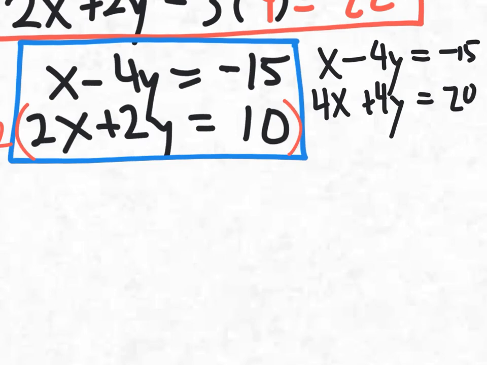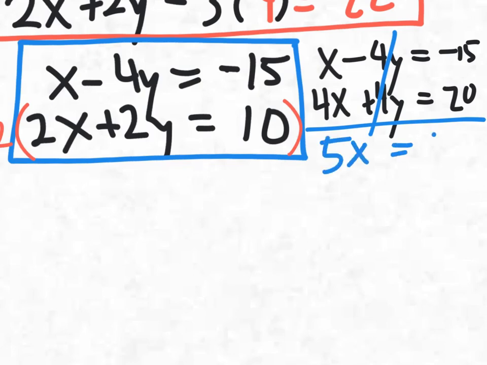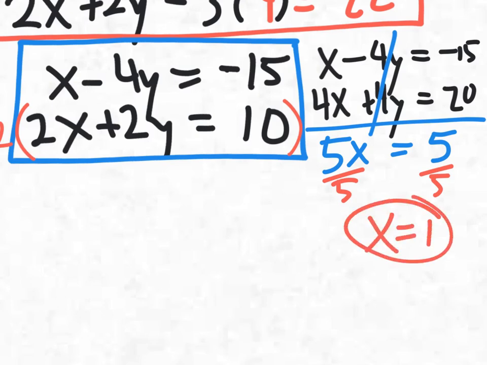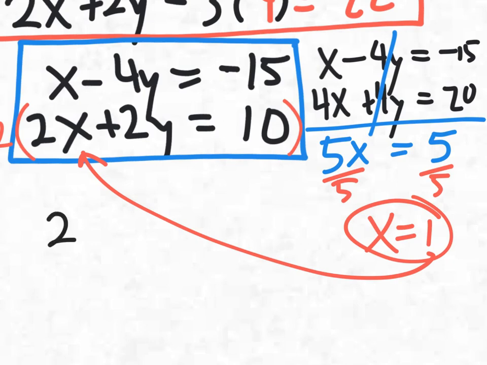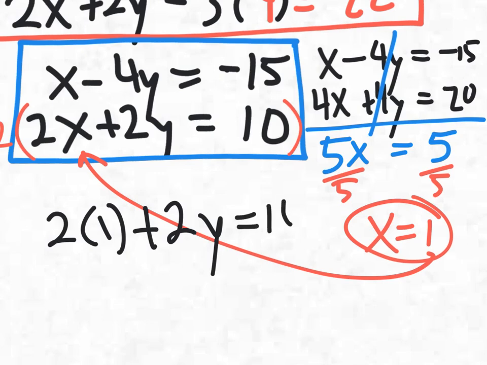And now we're able to combine the lines, the y's. And when we combine, we get 5x equals positive 5, because negative 15 plus 20 is 5. So x equals 1. I want to take this one and plug it into any equation I want. I want to go with the bottom one this time. I want to plug it in right there. It's going to say 2 times 1 plus 2y equals 10.